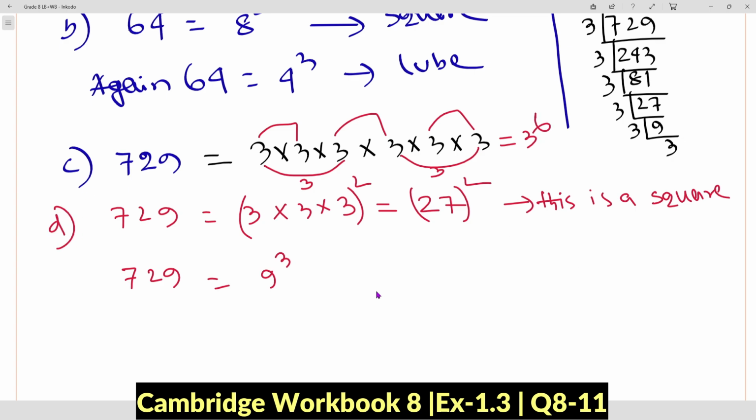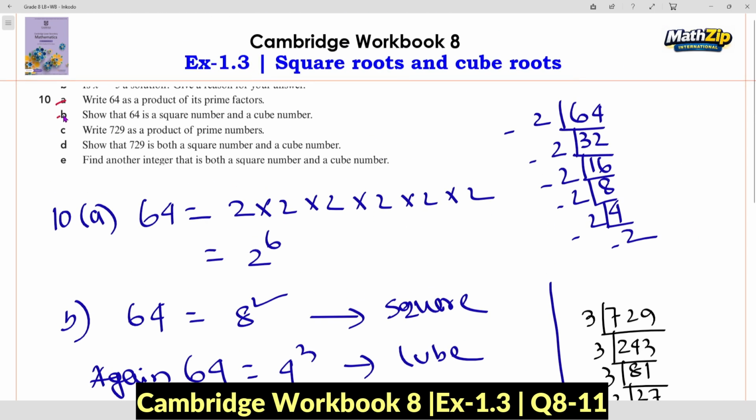Okay, so we are trying to solve together. Number C is a product of prime numbers, which is 3 times 3 times 3 times 3 times 3 times 3. It means 3 to the power 6. And D, we have to prove this is a square, and also this is a cube, right? So number A, B, C, D of 10 done.